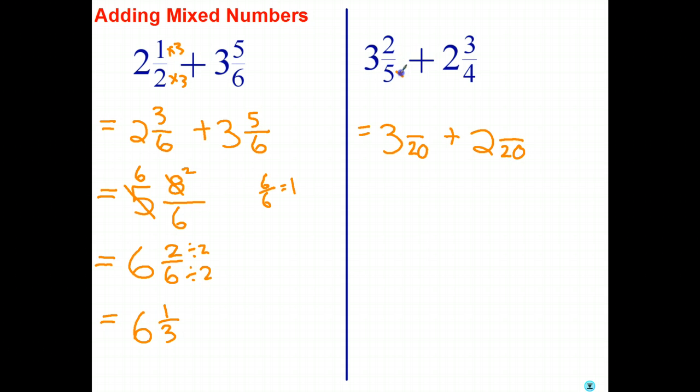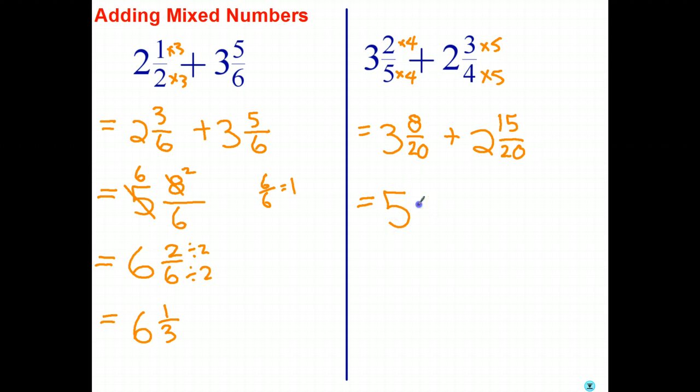And this one is 5 multiplied by 4. 2 is also multiplied by 4. That gives me 8 on 20. And the second fraction, multiply by 5, multiply by 5, and that gives me 15 on 20. Okay, now that the denominators are the same, we can add.